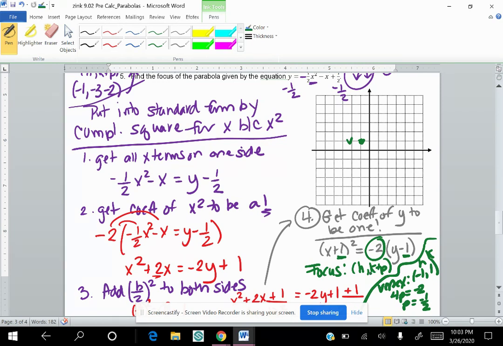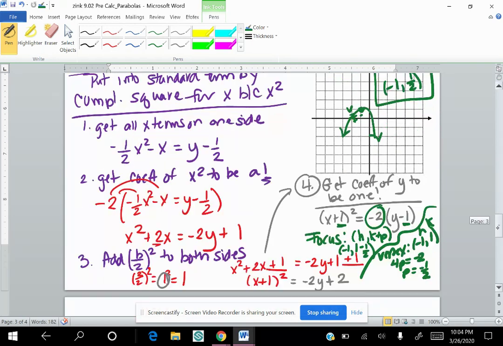So now I could use my formula, or I could just say, okay, that means I'm going to count down half a box for my focus. It matches that it goes down. The coordinates of my focus would be negative 1 and then up 1/2. That's my final answer. If you were using your formula, you would have taken your h, which was negative 1, and then k, which was positive 1, plus negative 1/2, so negative 1/2, and that gives us the same answer for the focus.